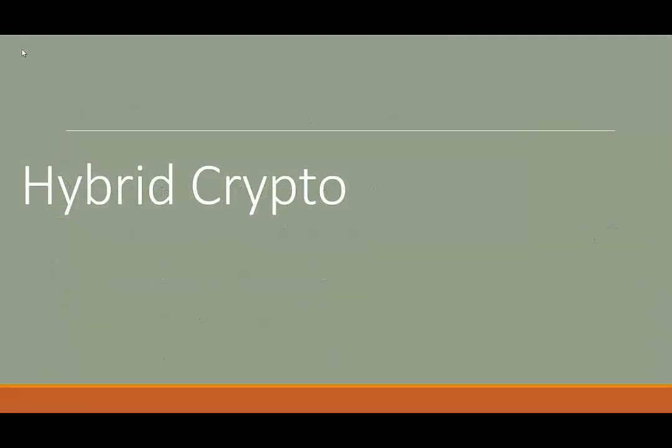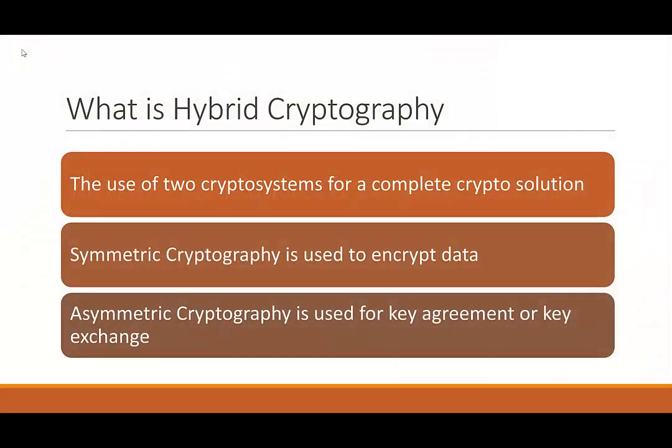So hybrid cryptography, there are other names for it, is just an example of taking two types of cryptography and creating sort of a better solution, right? So it's the use of two crypto systems for a complete crypto solution. Symmetric cryptography is used to encrypt data or do bulk encryption, and asymmetric cryptography is used for key agreement or key exchange. So when we use these two things together, we get the advantages of each.